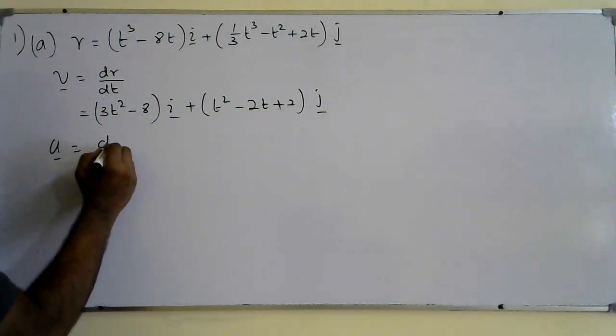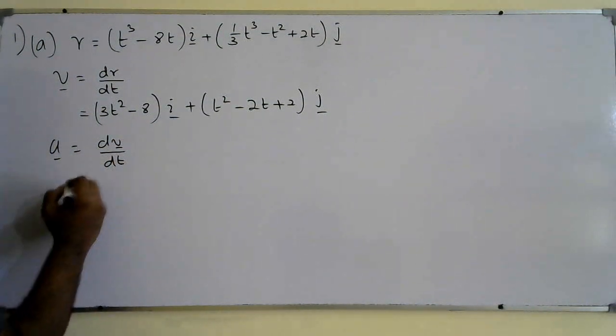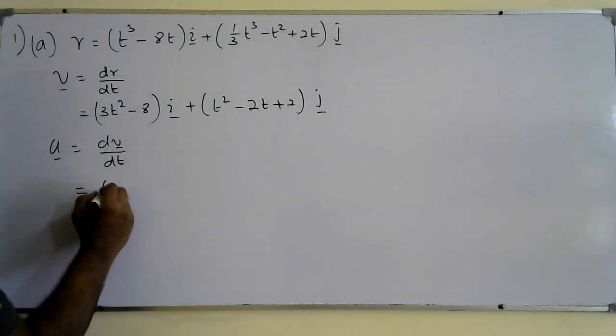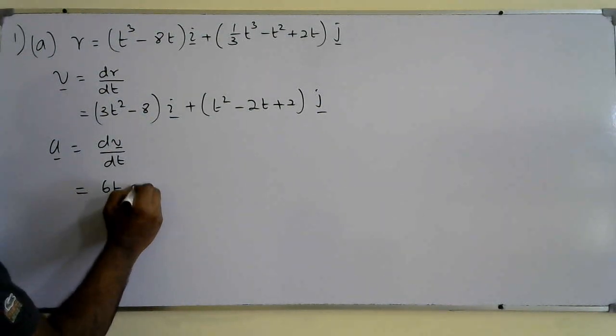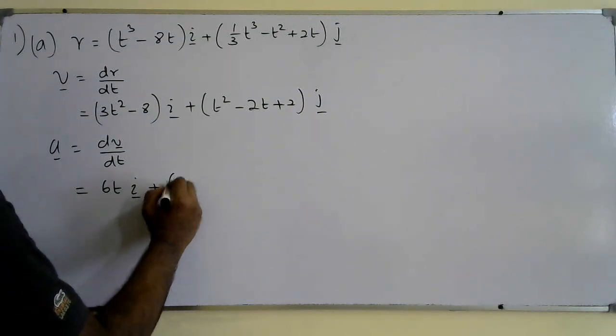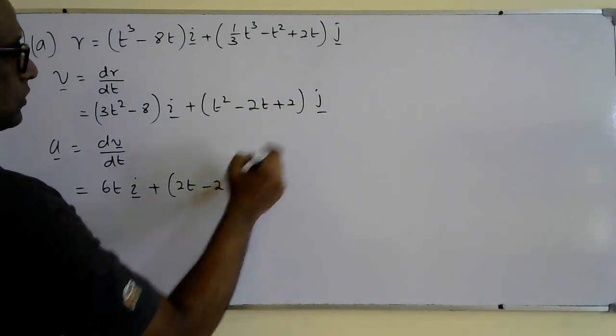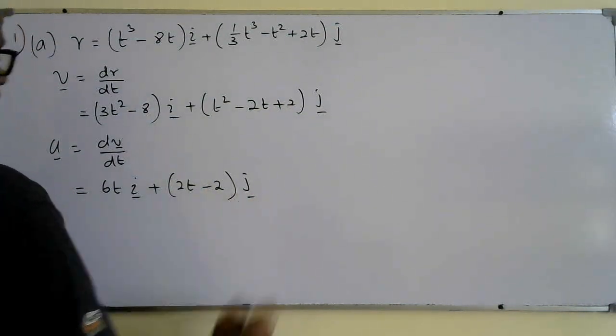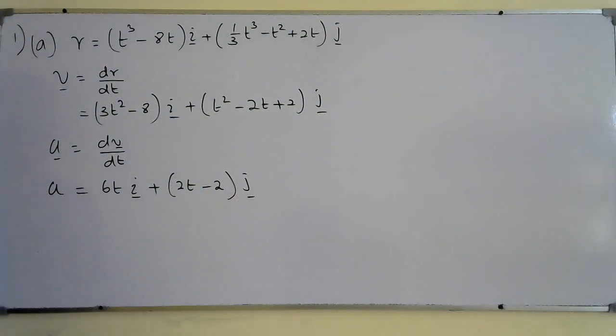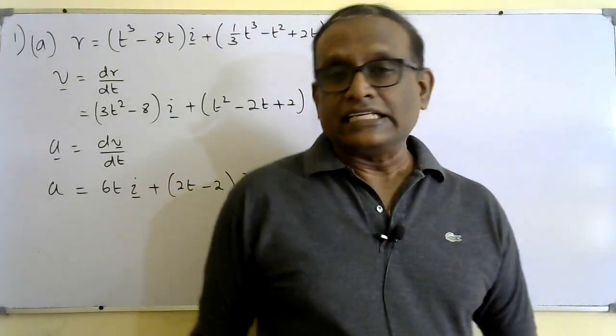Acceleration vector is dv over dt. Differentiate the velocity vector again with respect to time. So it's going to be 6t minus 0, that is i, plus 2t minus 2, this will become 0, j. So this is the acceleration vector in terms of time.